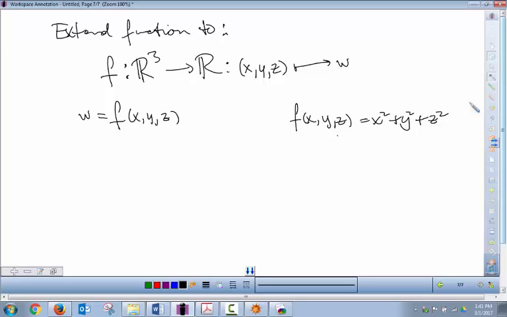Now, trying to visualize this is, let's say, impossible. Because let's think about this. The domain itself is in R3, which means your domain is a three-dimensional space. And then now your output is another dimension beyond that. So trying to picture this all together is trying to picture something in four-dimensional space.